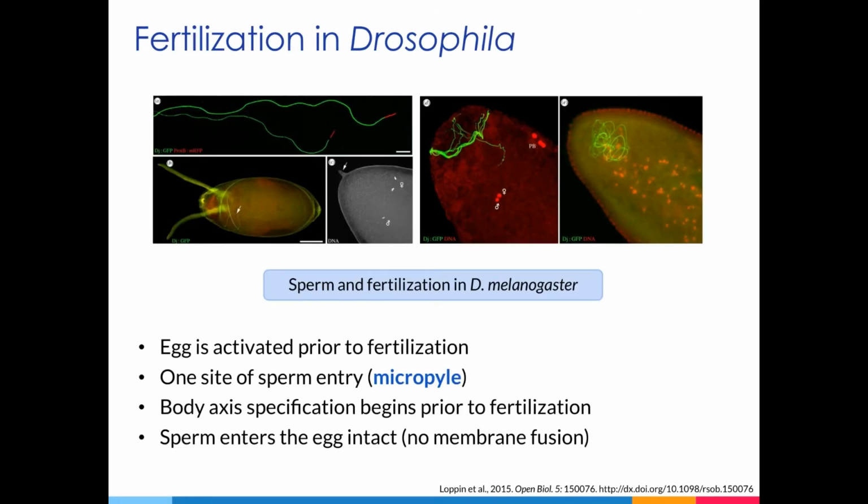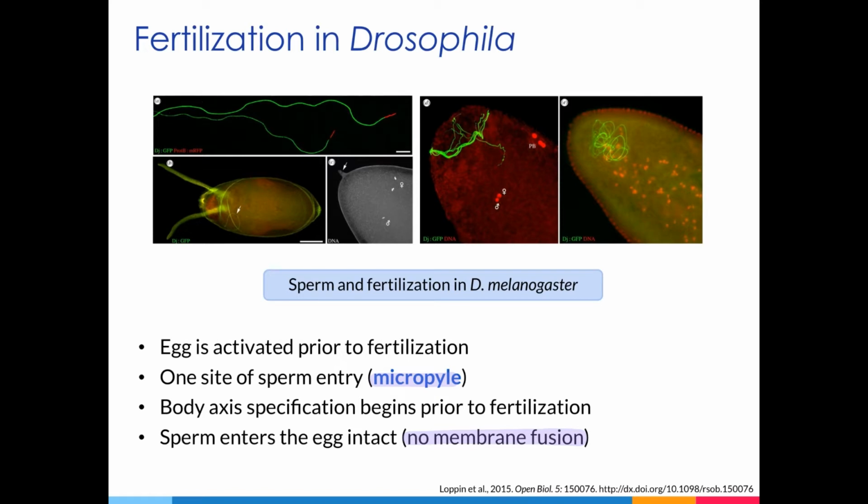Let's begin by discussing the process of fertilization. In Drosophila, there is no fast or slow block to polyspermy, but the sperm can only enter the egg through a single location, which is shown here, and that is known as the micropyle. Only one sperm can enter at a time, so this is thought to be important for preventing polyspermy. In Drosophila, the sperm enters the egg intact, so there is no fusion of the sperm and egg plasma membranes.